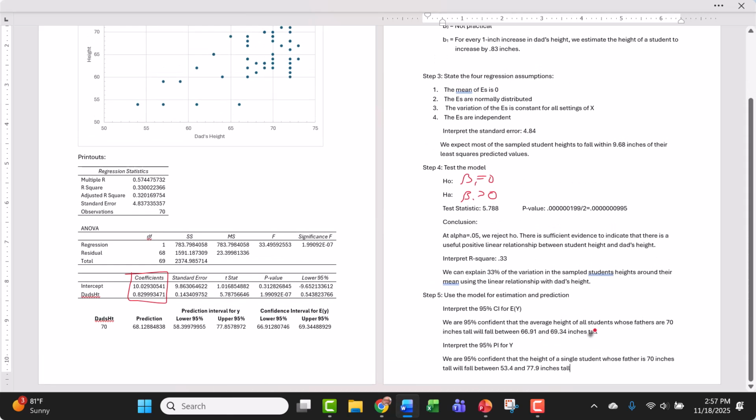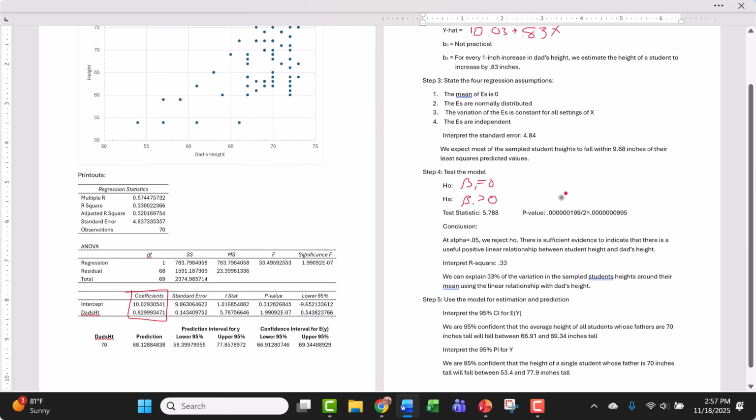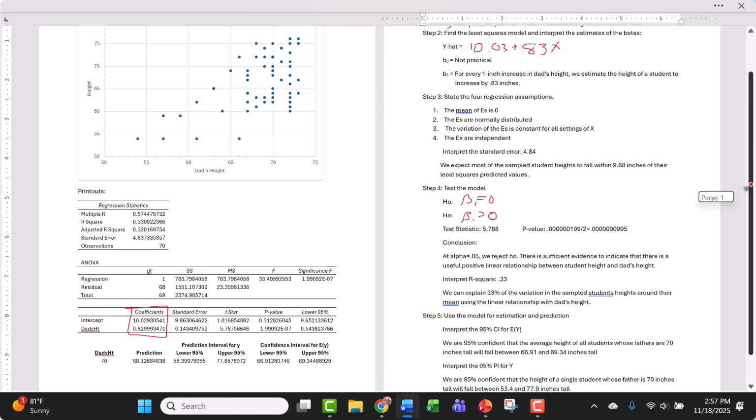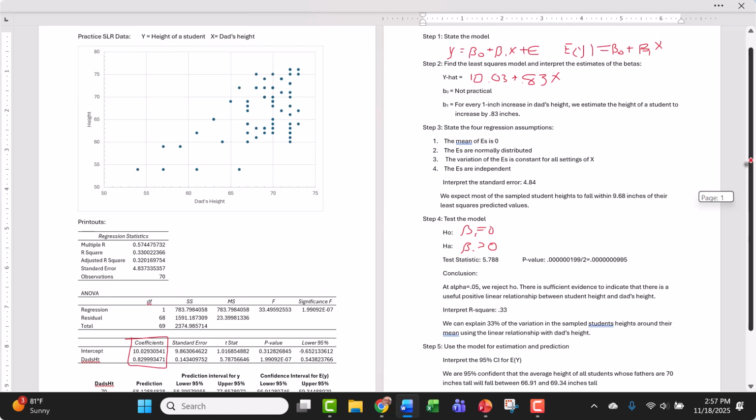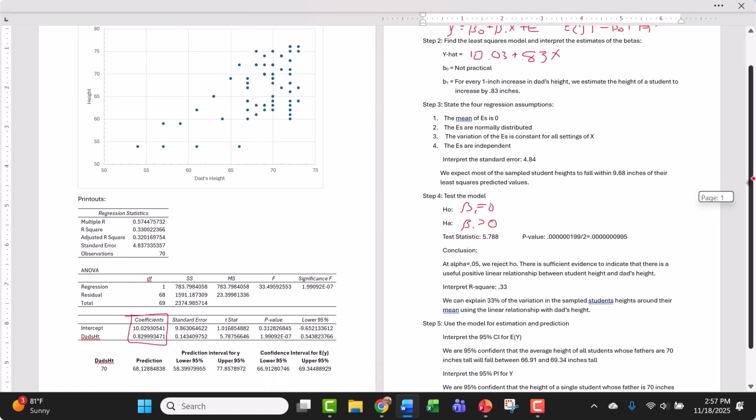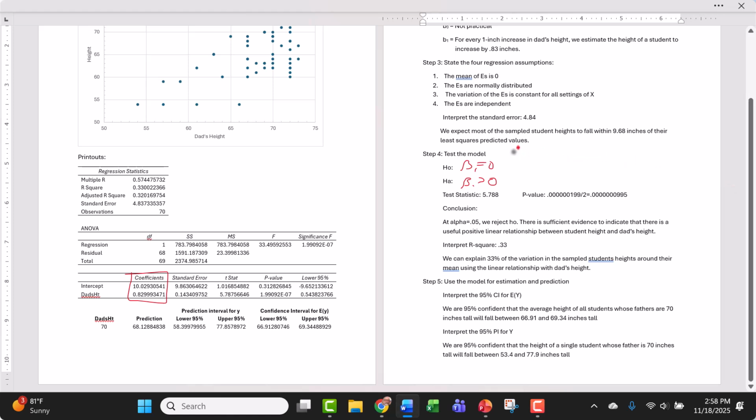But those are the steps that are necessary in a test of hypothesis. Let's see if I can get this all on one page. Close, so close. Start with our model, then we do our beta interpretations. We make our interpretations of them. Again, be careful with B0. It's usually not practical, but it could be. Know your assumptions, interpret the standard deviation. Be able to tell me which direction the test is. Make sure you can identify the correct p-value. You've got to split it in half usually. Make your conclusion, interpret R squared, and then interpret the confidence intervals for E of Y and Y. And that's how we do a regression analysis.